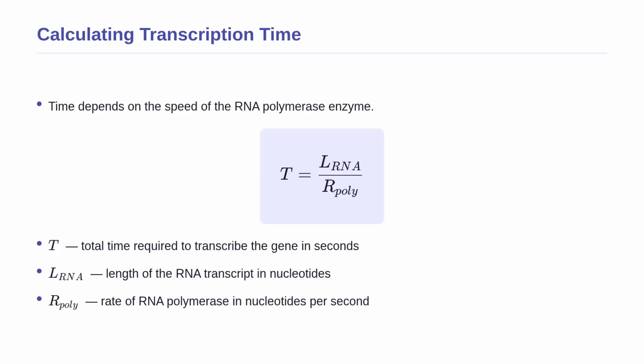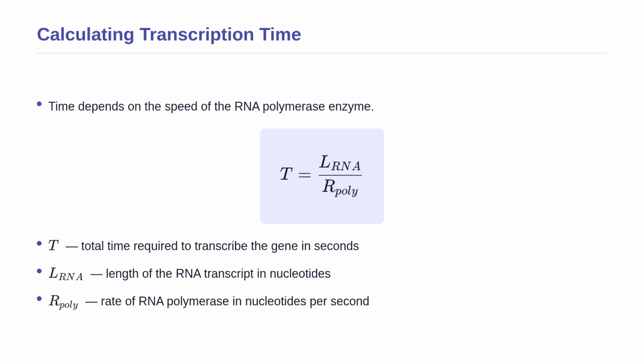Now that we have calculated the length of the transcript, we can determine how long the transcription process takes. This comes from the basic physics principle that time equals distance divided by speed. Our formula is T equals lRNA divided by R poly.